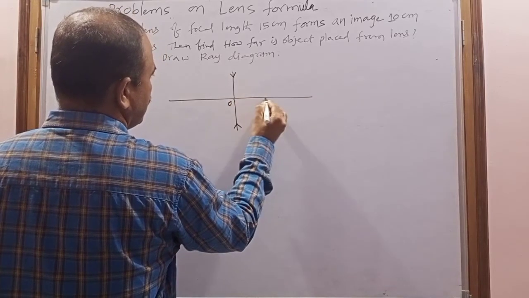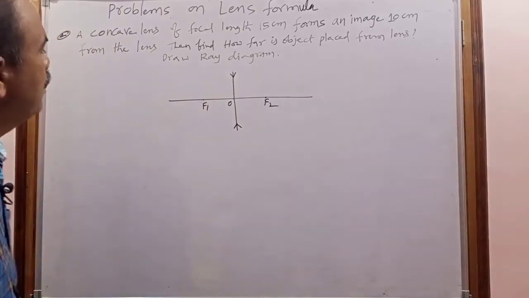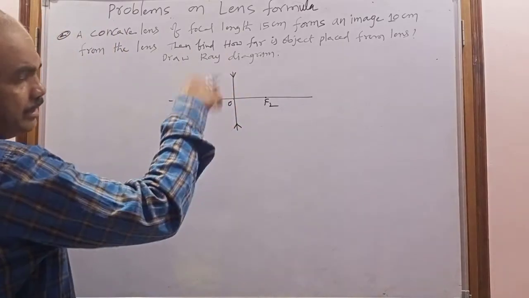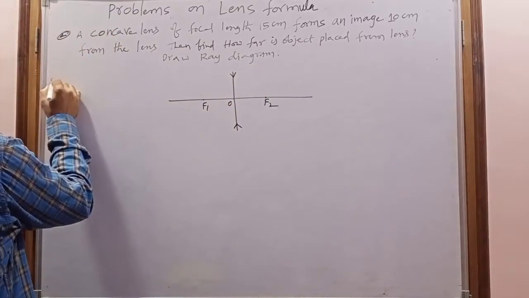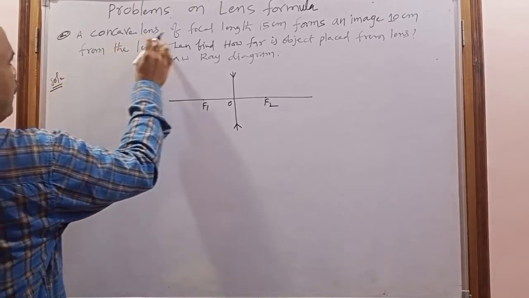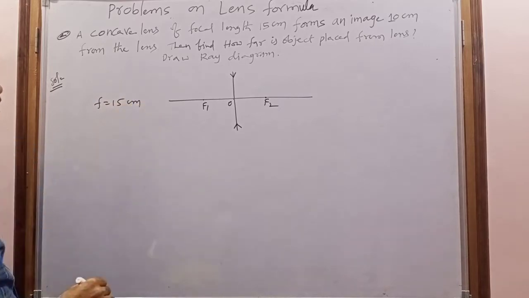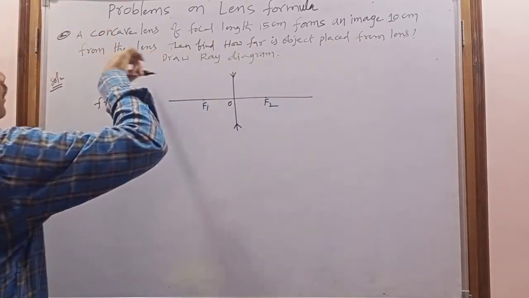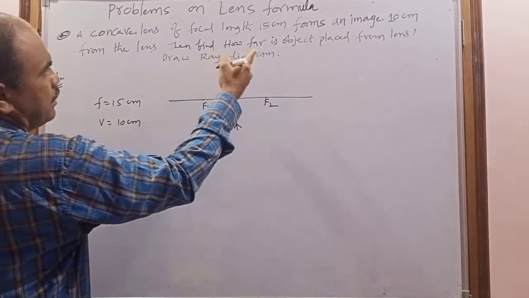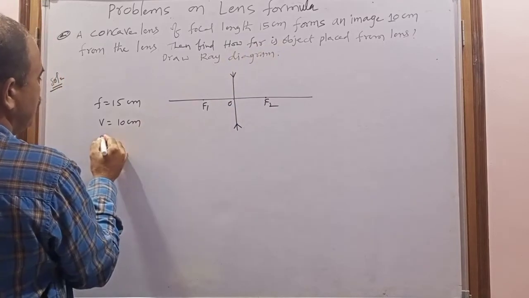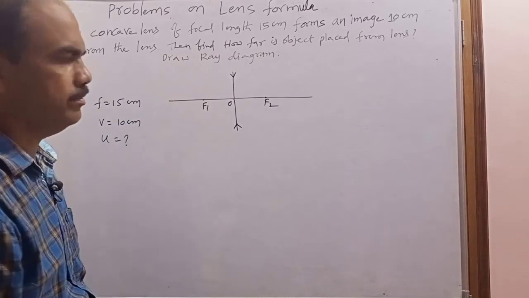Okay, so this is the optic center, this is F2 and this is F1. So now after guessing that it is a concave lens, then write the given data in the problem. A concave lens of focal length 15 centimeter. So f is given, focal length 15 centimeter, and it forms an image 10 centimeter from the lens. And what is given? Image distance, that is 10 centimeter. So find how far the object is placed from the lens, you have to calculate the object distance, and after that draw the ray diagram.